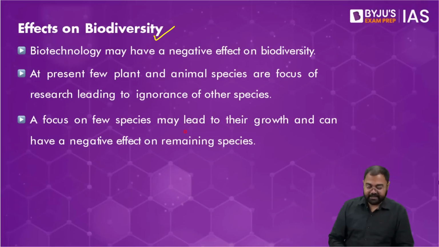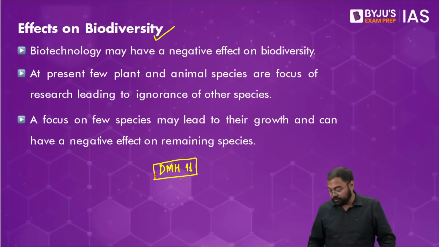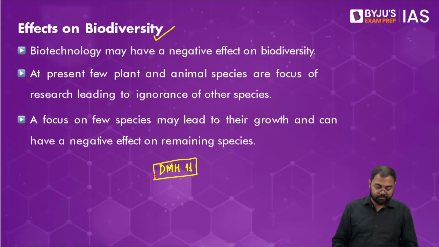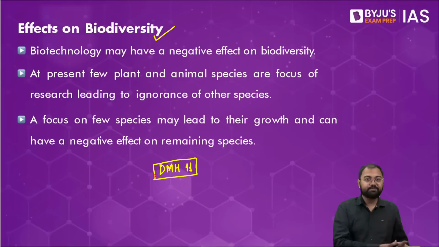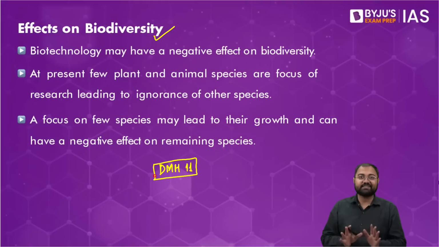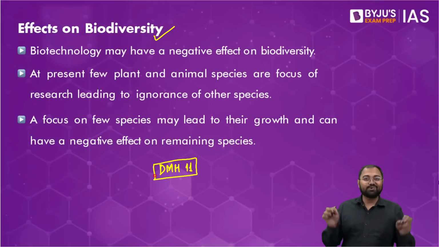Then the effects that it can have on biodiversity. We discussed the case of GM mustard, or how DMH11 can have a negative impact on biodiversity. Apart from that, because of biotechnology, our focus is only on a very few species, the species which are useful for us, right? Only certain crop varieties, only certain animal varieties, and that is where we are concerned. 99.99% of the species that exist in the world, we don't care about them because they are not so-called useful for us, right? So we are not even concerned about them.